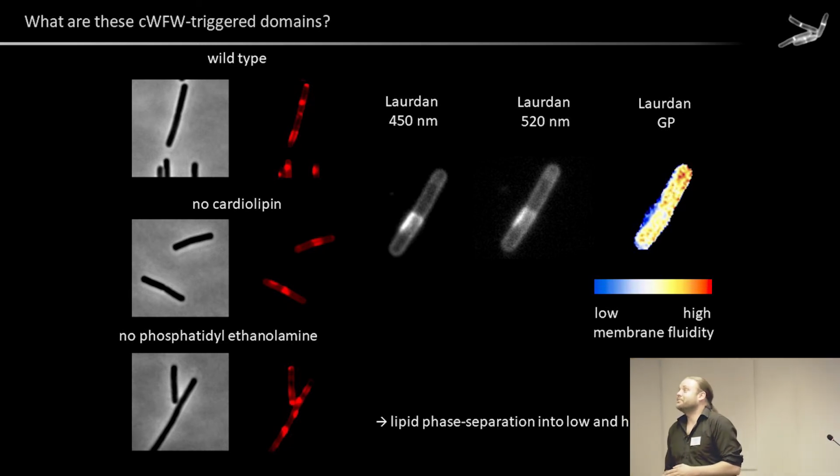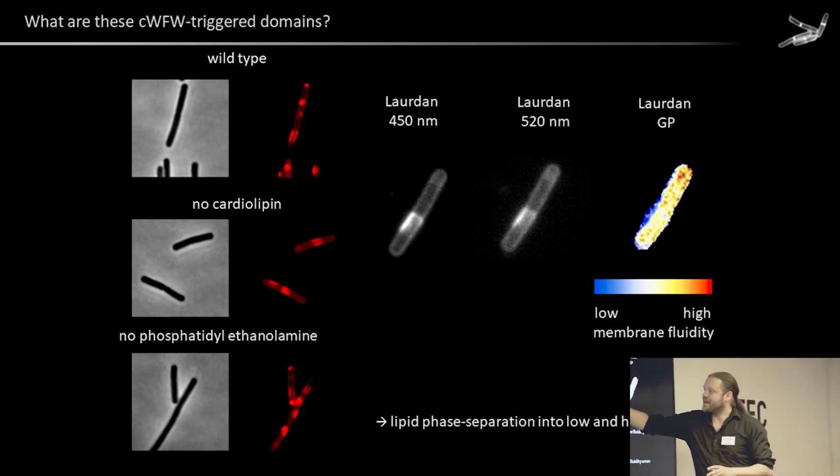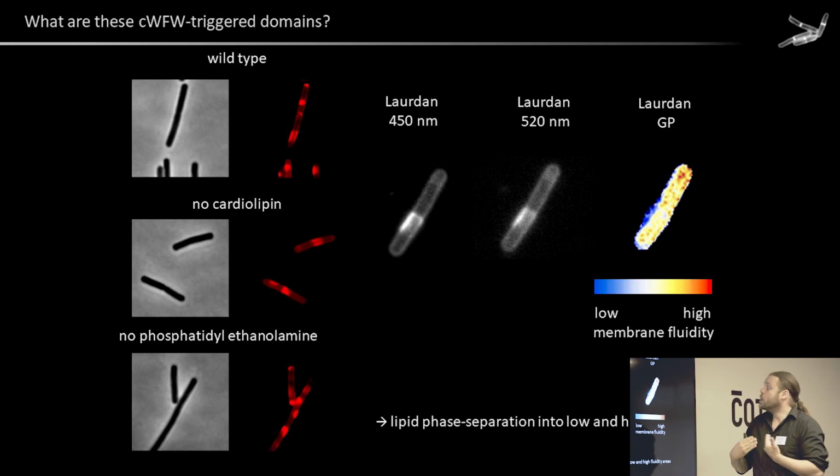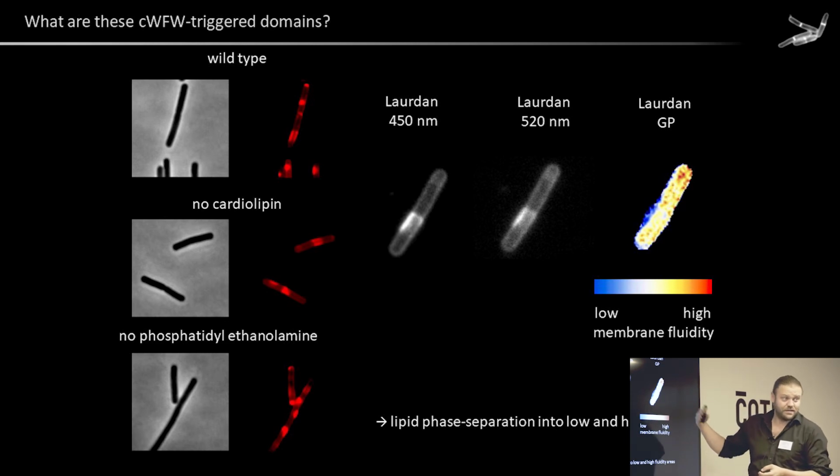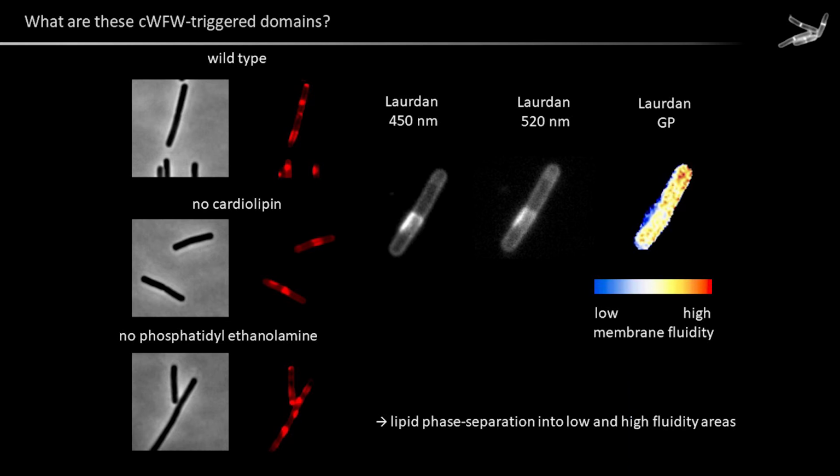But when we repeat our measurements with Laurdan using microscopy, you can clearly see that these areas are characterized by low membrane fluidity. So in this case low, rather than high, as we saw with MreB delocalization. So it really looks like we get a lipid phase separation into membrane areas that are high and low in fluidity.